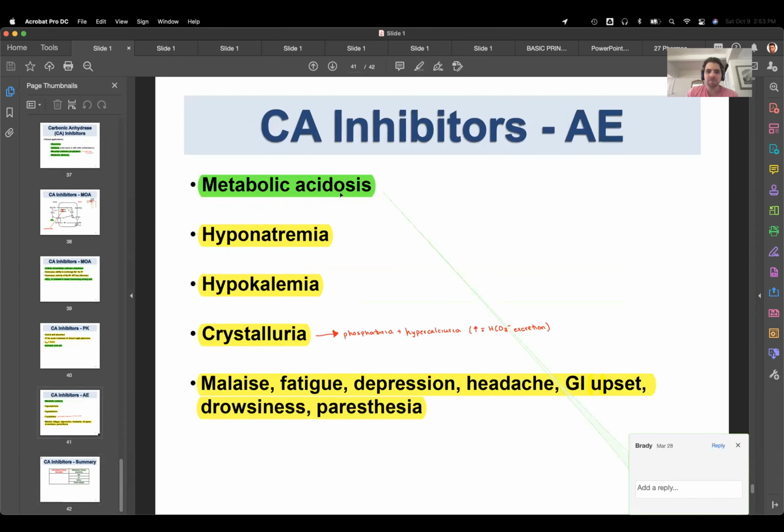Yeah, so obviously if you're peeing out a lot of bicarb, you'll end up in metabolic acidosis. And crystal stones, yeah. I don't know how important that is.